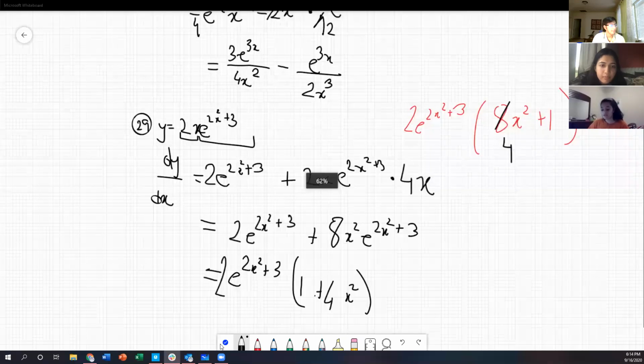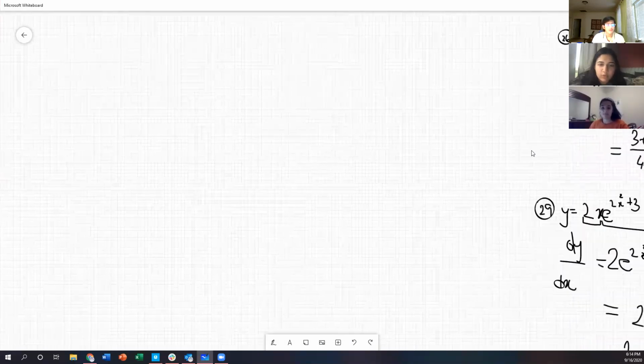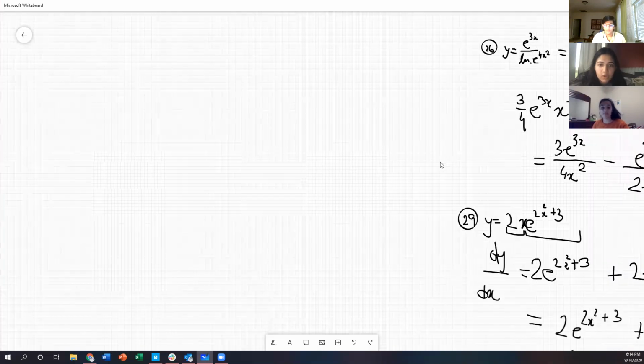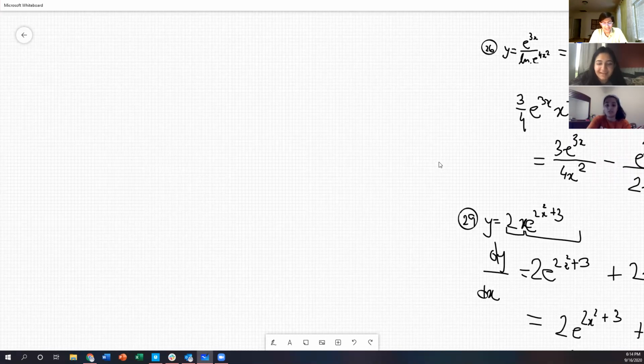Can you explain 15 on implicit differentiation, if there are no more problems for chain rule? 15 on which one? Implicit differentiation. Okay, 15. That's one of the multiple choice.